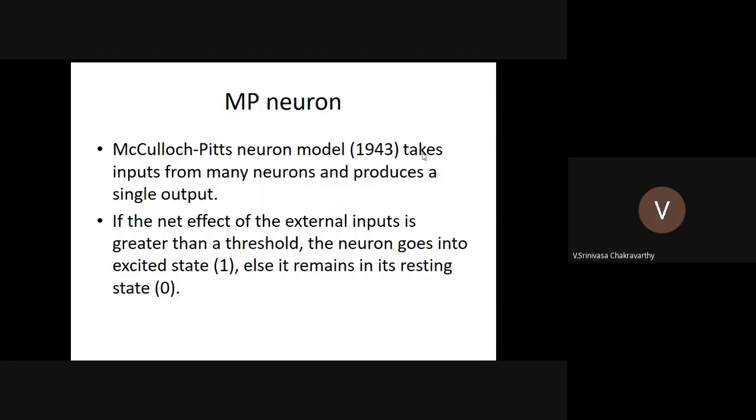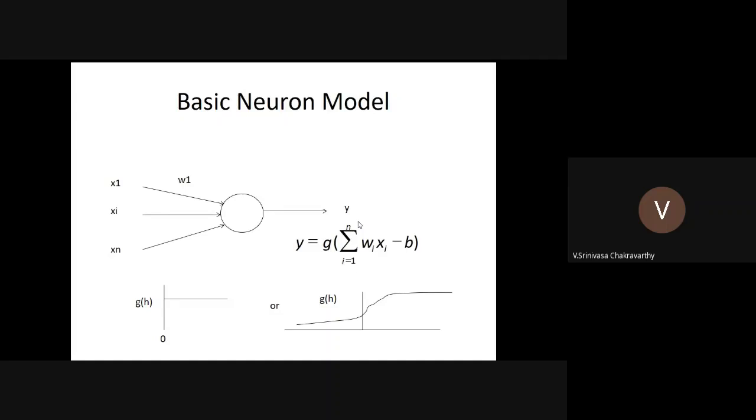So they proposed this model way back in 1943. In this, the neuron is like a switching element. If the input to it is greater than a threshold, the neuron goes into the excited state. Otherwise, it remains in the resting state. So that can be seen like this.